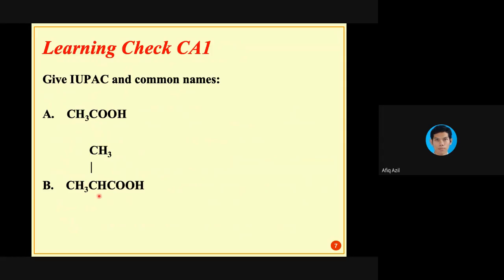Then for the second example over here, we have another structure. So find the longest chain. You have 1, 2, 3. From this side also 1, 2, 3. So 3 from propane to propanoic acid. And then you have to start the numbering from COOH. So 1, 2, 3. Then at carbon number 2, you have another substituent, which is a methyl group. So 2-methyl propanoic acid. That will be the name, 2-methyl propanoic acid.